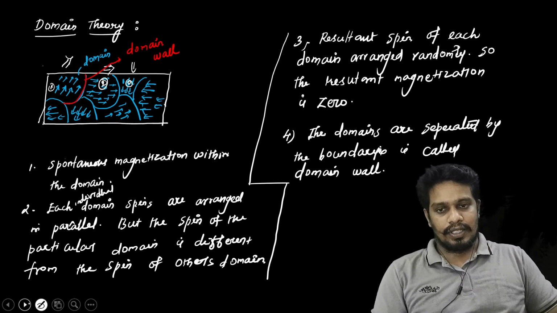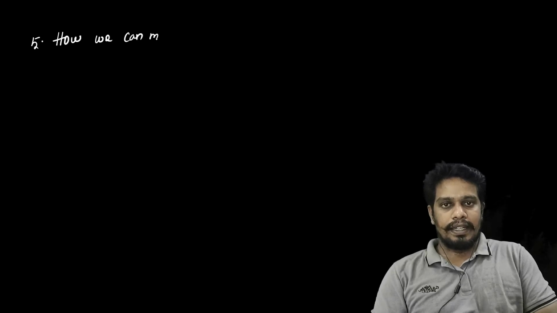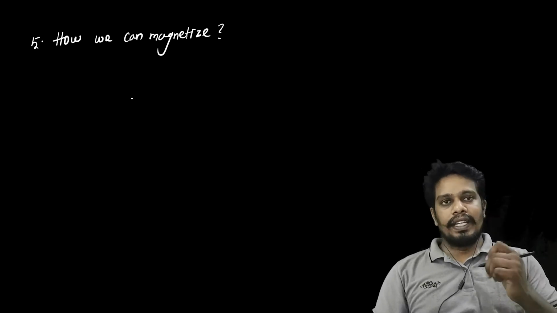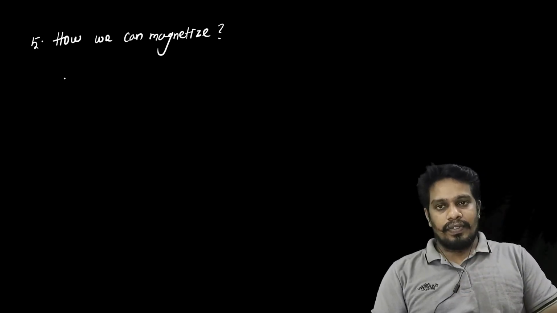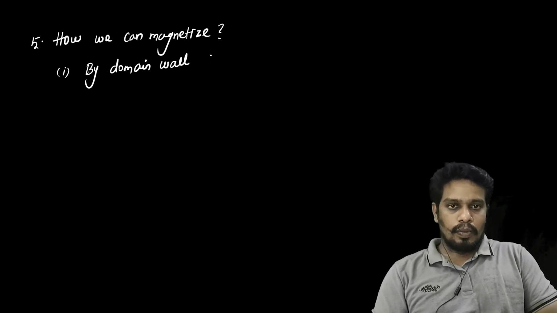Now we can ask the next question: how can we magnetize this ferromagnetic material? There are two ways we can magnetize the ferromagnetic material. The first method is by domain wall movement.